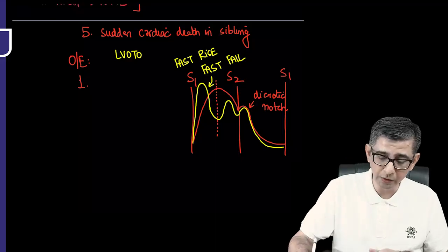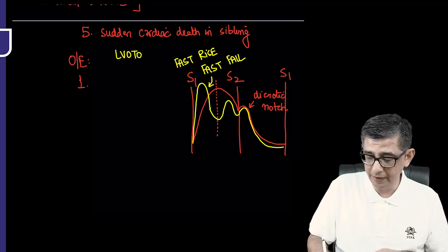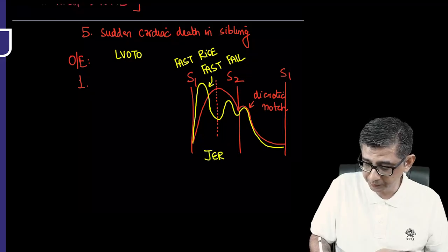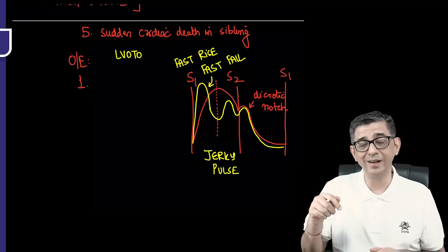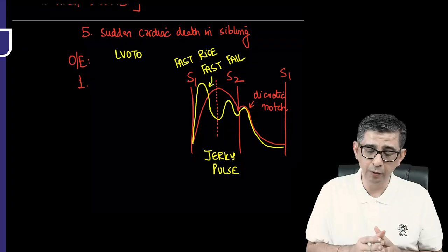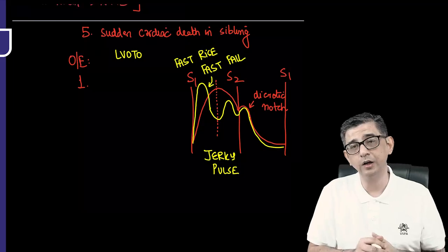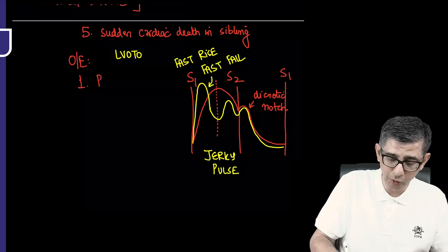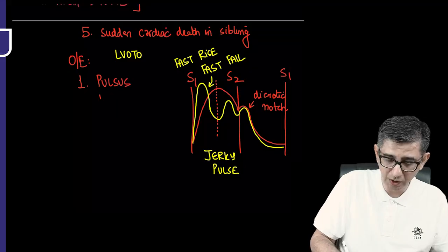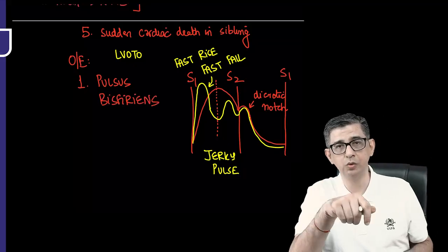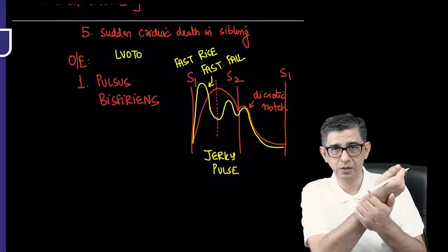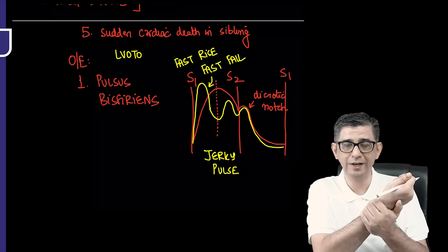In fact, to describe this fast rise and fast fall, Harrison has used a casual term, jerky pulse. So when you are going to check the character of the pulse of a patient of hypertrophic cardiomyopathy in your exam, you will be using the technical term. The technical term that you will be using is pulsus bisferiens. Now, the way they teach pulsus bisferiens in medical school is that it is a twice beating pulse in systole.